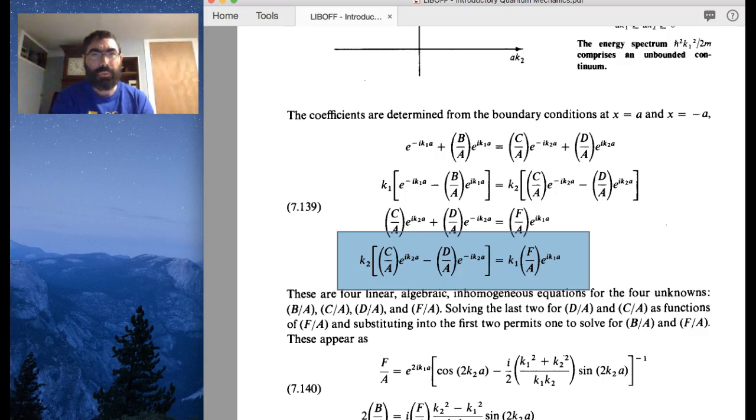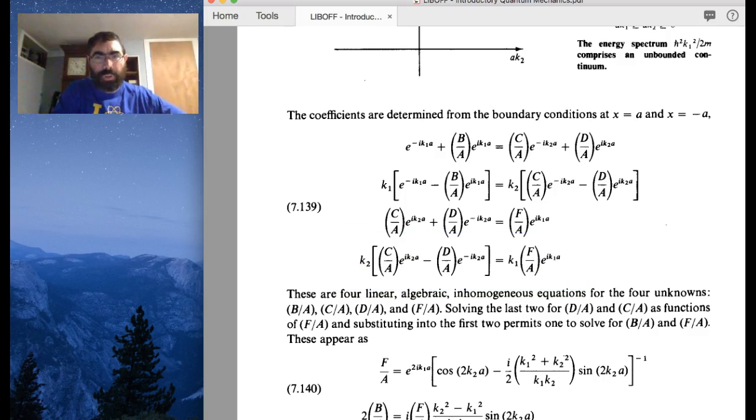So we don't need to know the ratio of C to A or D to A. Instead, we just want to use equations 3 and 4, and solve for C divided by A and D divided by A in terms of the ratio F divided by A.